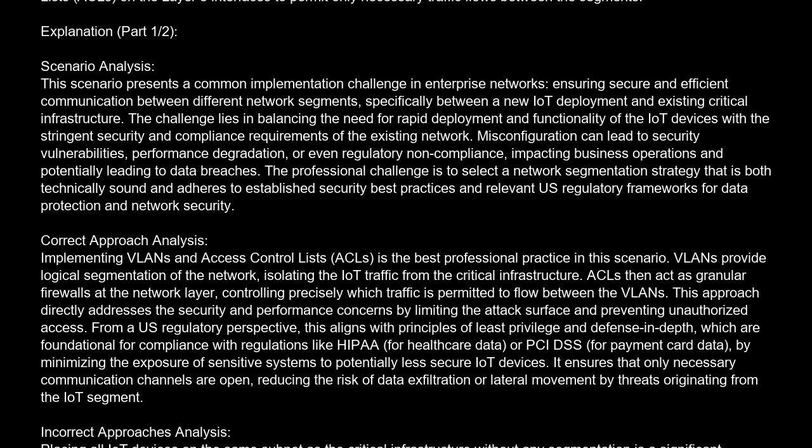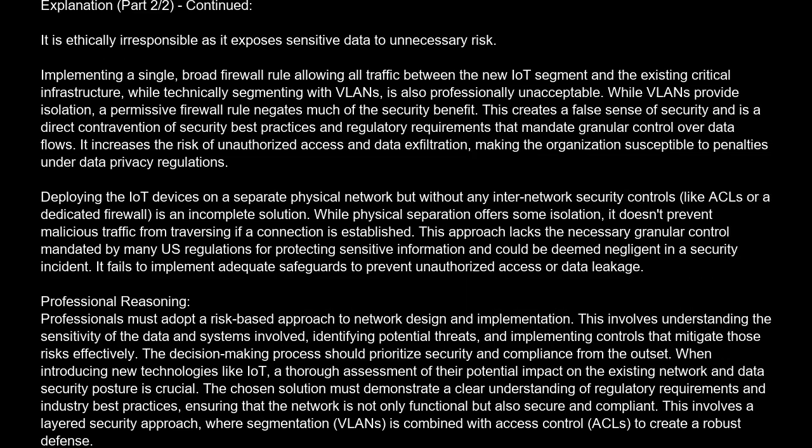Incorrect approaches analysis. Placing all IoT devices on the same subnet as the critical infrastructure without any segmentation is a significant regulatory and ethical failure. This approach violates the principle of least privilege and creates a broad attack surface. If any IoT device is compromised, the entire critical infrastructure becomes vulnerable, leading to potential data breaches and noncompliance with data protection laws. It is ethically irresponsible as it exposes sensitive data to unnecessary risk.